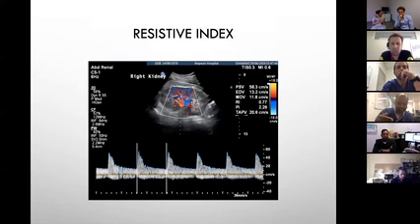You can mess up your peak systolic velocity and end-diastolic velocity because your cos theta is not right. But if you put it as an index, it cancels out. So the resistive index is angle independent.